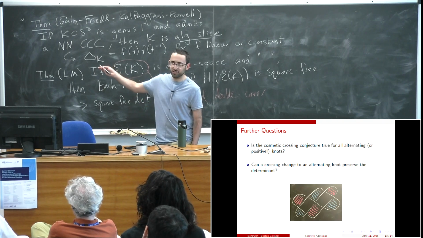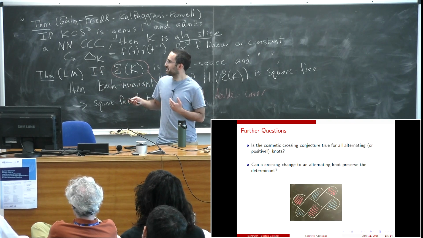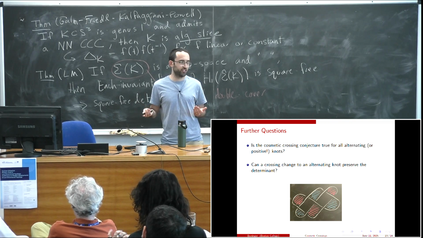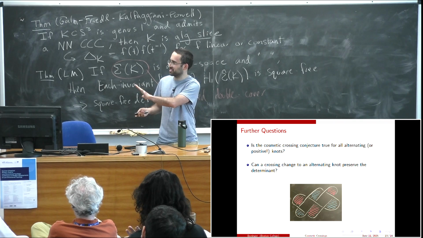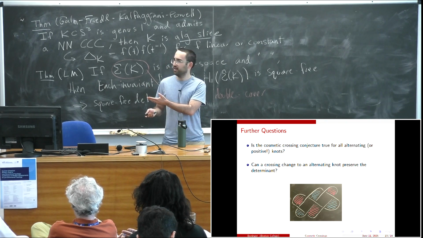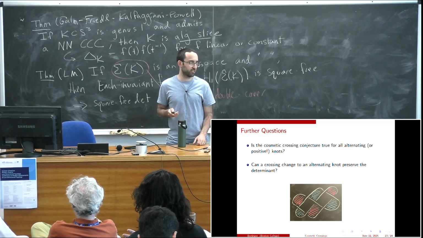And a question that comes up naturally here is, can you do a crossing change on an alternating knot and preserve the determinant? This argument almost shows that this can't happen, but it doesn't quite show it. I think this is an interesting question, even regardless of the cosmetic crossing conjecture.